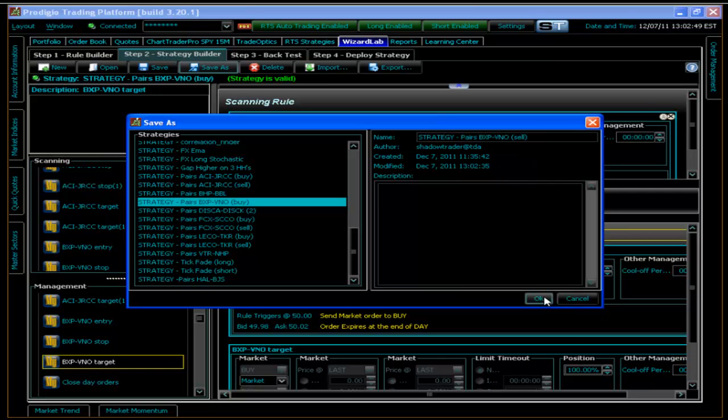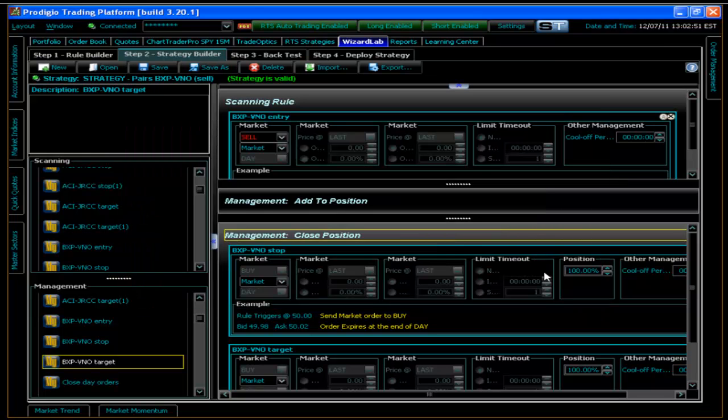Change that to sell. Done. And that's it. And we've just built the strategy. Last step, deploy, automate. Also, don't forget we need to build our watch list for the two pairs, but we already know that's real easy.